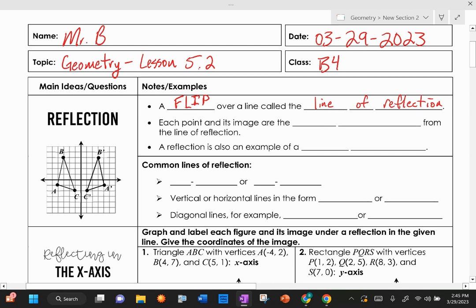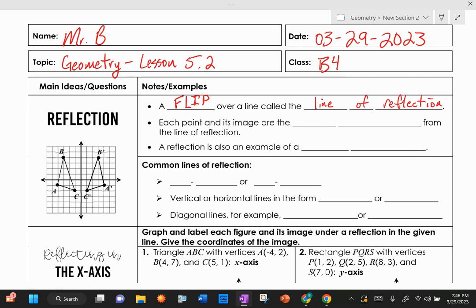All right. So we are doing, now it's been a while. The last time that we did this, we did translations, which were just taking a shape and moving it without changing the orientation of the shape at all. Okay. Reflections are going to be just that. We are going to pick a line of reflection, that we have right here on this first line. So a flip is a flip over a line called the line of reflection. Line of symmetry is another way that you will see that presented to you.